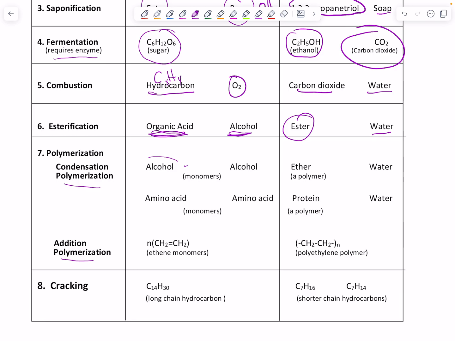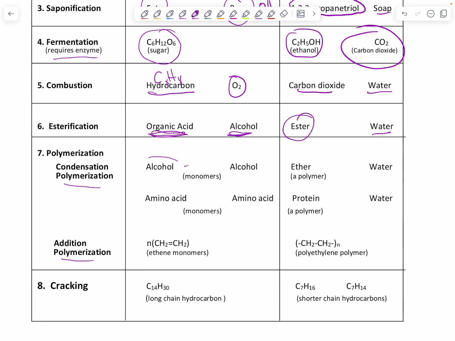And then it also still produces some water. The other one, the addition polymerization, is where I have some kind of monomer with a double bond, like ethene, could be propene. Essentially, we break that double bond, and then we allow each of them to bond to another ethyl group on the sides. And so instead of just ethene, now it's polyethylene, which is the name for that polymer.